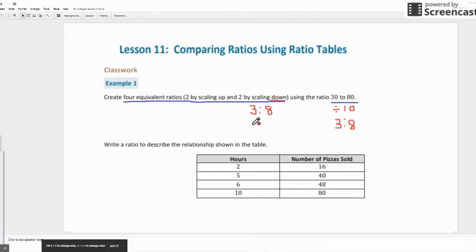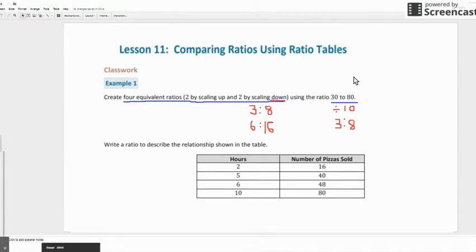Well, we can kind of do what we did on the table. We can add 3 to this side and get 6. We can add 8 to this side and get 16. So here are two that are scaled down. Once again, equivalent ratios, but just simply smaller numbers.